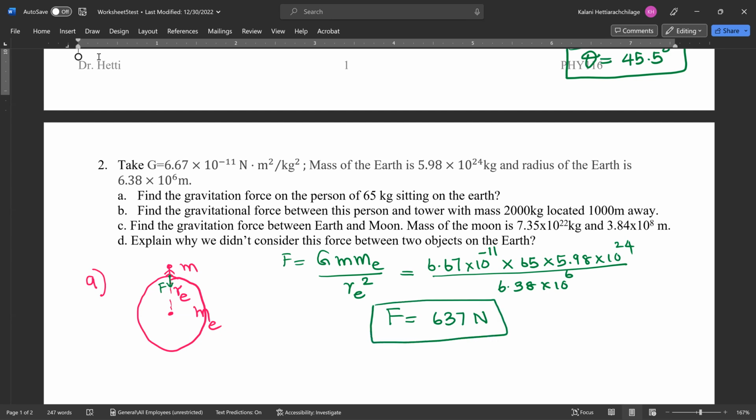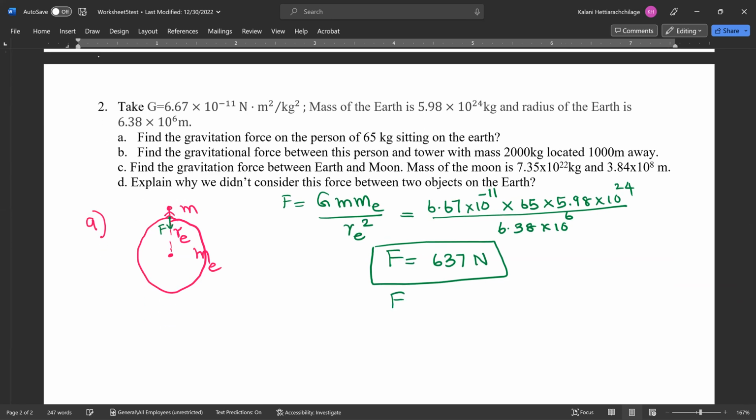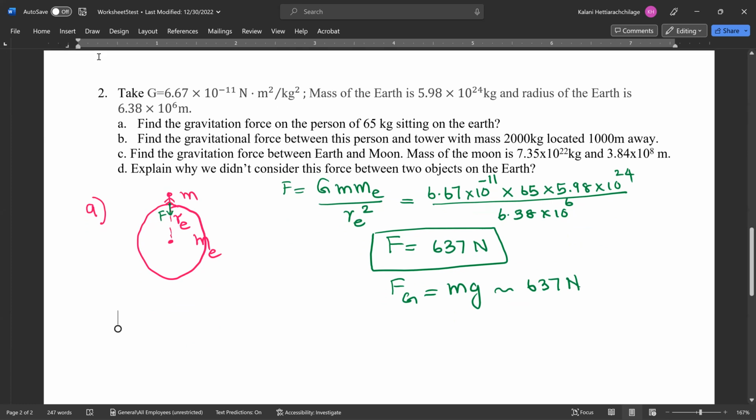Okay, so now a quick check that you can do. When the person is sitting on the Earth, this F should be the force of gravity, right? If you calculate the force of gravity by using mass and g, you also get around 637 newtons. That means when the person is on the Earth's surface, it is basically the same force. The force of gravity is equal to the attraction between the Earth and the person. Okay, same force. Now let's move to part B.